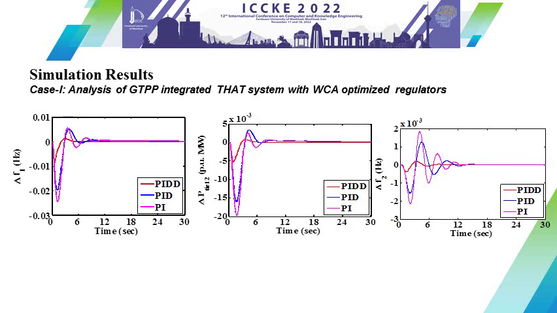If you see the responses in deviation in area 1 frequency, deviation in tie-line power flow, and deviation in area 2 frequency, everywhere the proposed PIDD controller outperforms the other integer order controllers, PI and PID, in terms of peak undershoots, peak overshoots, as well as settling time. So this shows the predominance of PIDD over the classical PI and classical PID controllers. This is case one. So from this case, PIDD is revealed as the best controller.